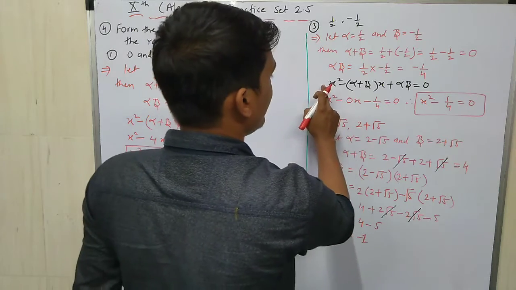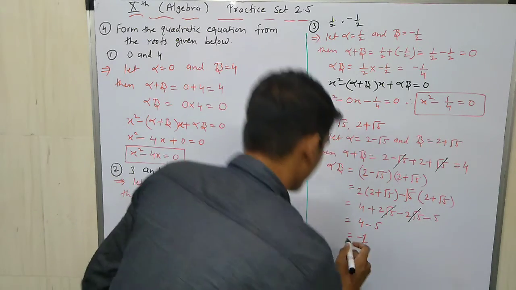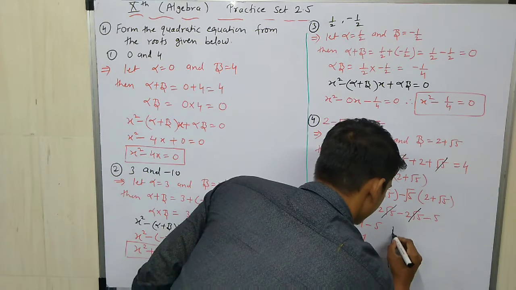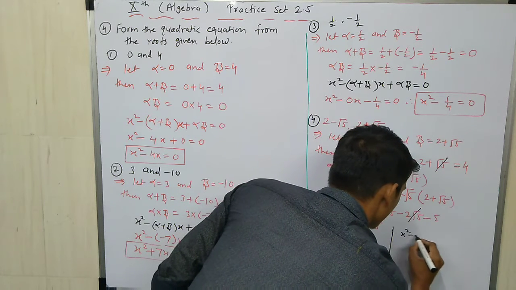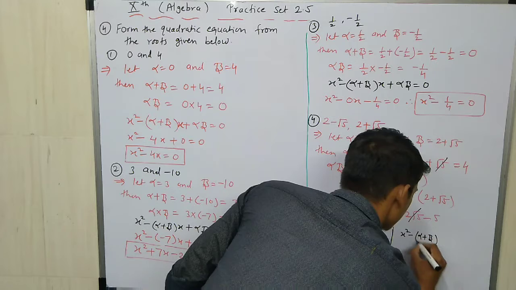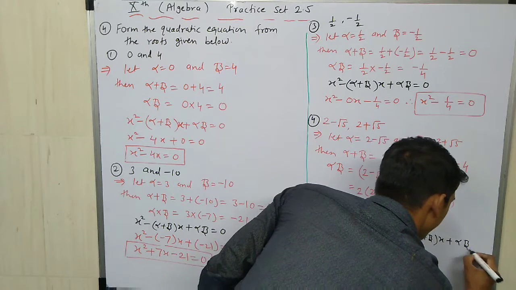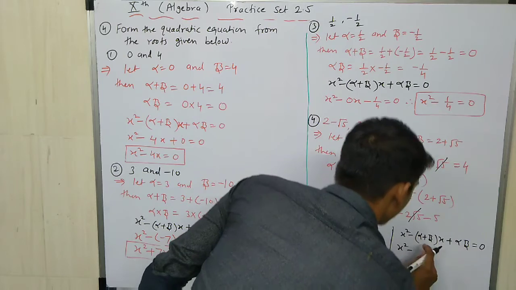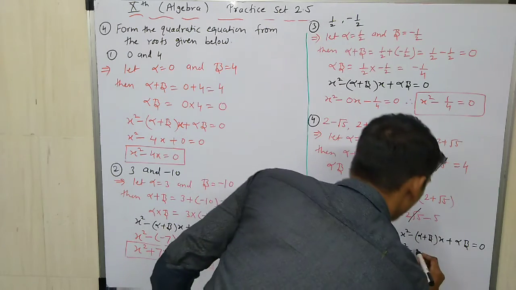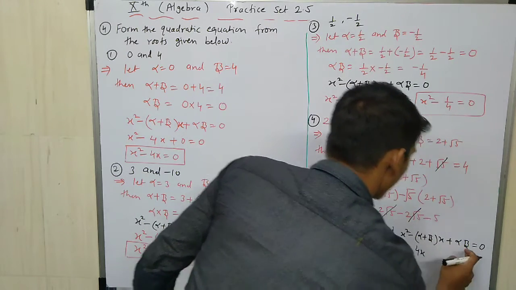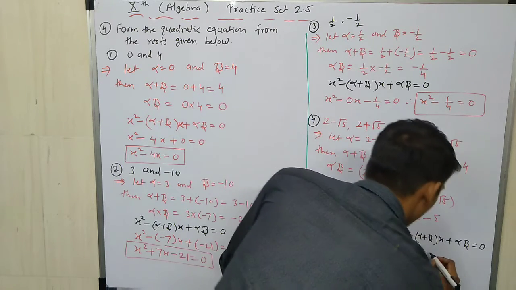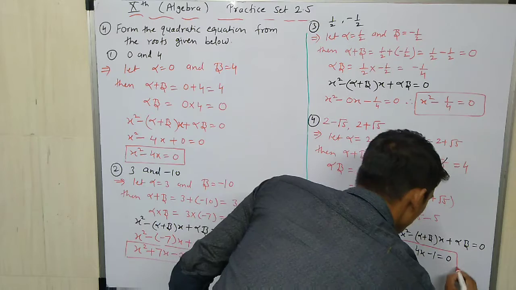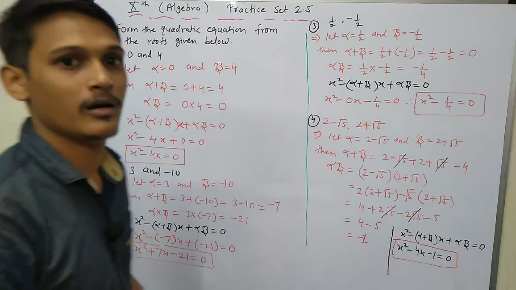Then the required equation, write down here, x square minus alpha plus beta x plus alpha into beta is equal to 0. Now put the value. x square minus alpha plus beta, which is 4, 4x plus alpha into beta, which is minus 1, minus 1 is equal to 0. This is your final answer. Understood?